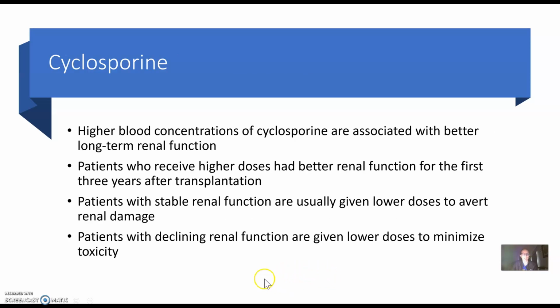There are some other facts with it. Higher blood concentrations of cyclosporine are associated with better long-term renal function. The transplant patients who received higher doses had better renal function for the first 3 years after their transplantation. Patients with stable renal function are usually given lower doses to avert renal damage because they are, just like it says, stable at the time. Patients with declining renal function, meaning their GFR is going down and their creatinine is going up, are given lower doses to minimize the toxicity.